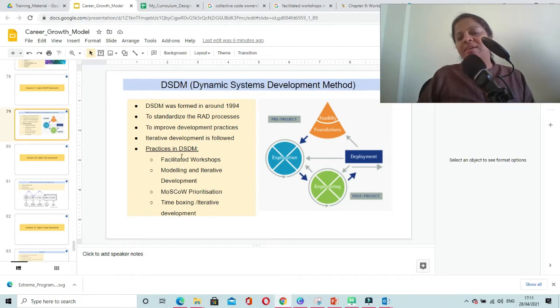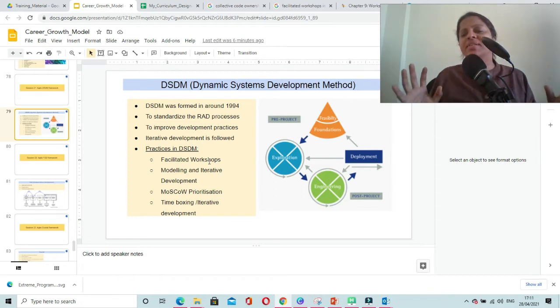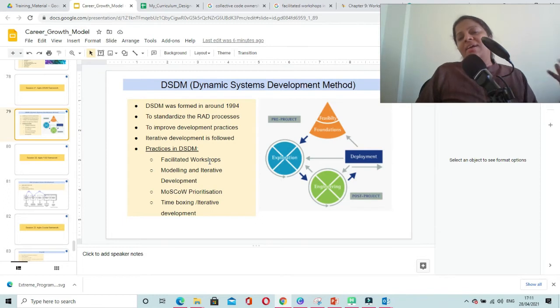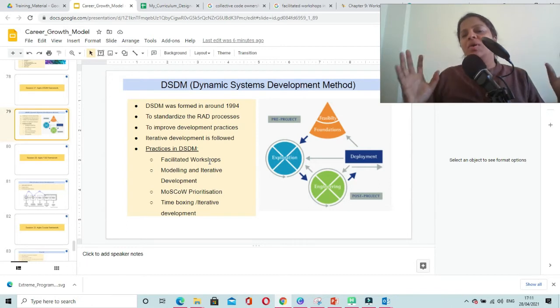These are the practices that we follow in DSDM: facilitated workshops, modeling and iterative development. Facilitated workshops are structured meetings in which the teams come up with really brilliant ideas and are able to work towards them. Iterative development is similar to Scrum, but modeling is quite different. Modeling means you have to come up with a model right in the initial stage, and then work towards developing the product with subsequent iterations.